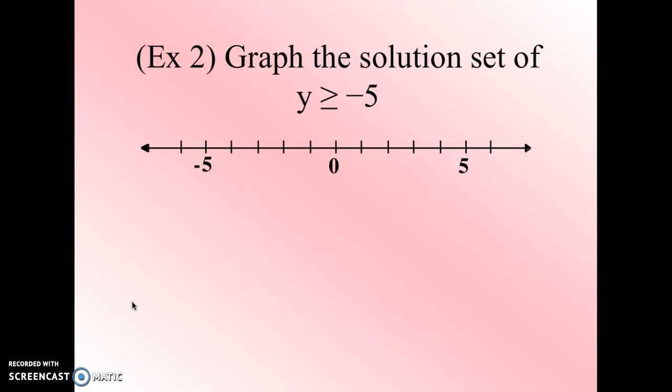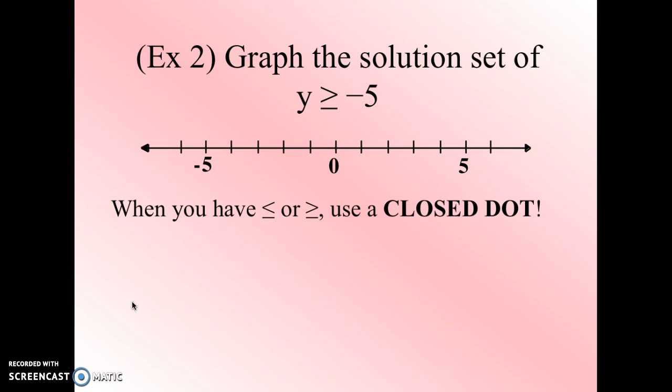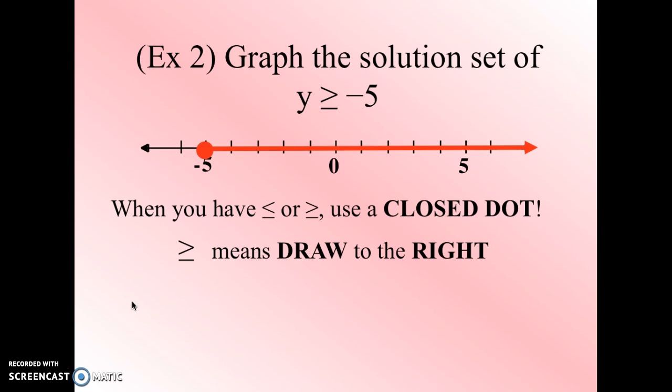So again, the two things you want to look for are open or closed circle and if it is a left or right arrow. Well, first off, closed circle. Why? Because it's a less than or equal to or greater than or equal to. So we're going to use a closed dot. Next, we're going to draw an arrow to the right. Why? Well, because a greater than symbol looks like an arrow pointing to the right. Plus, all the numbers greater than negative 5 would be all the positives, and negative 4, negative 3, negative 2, negative 1.